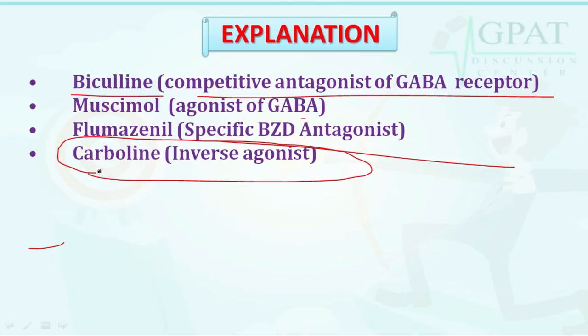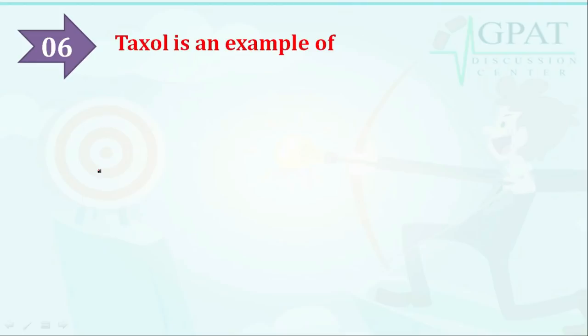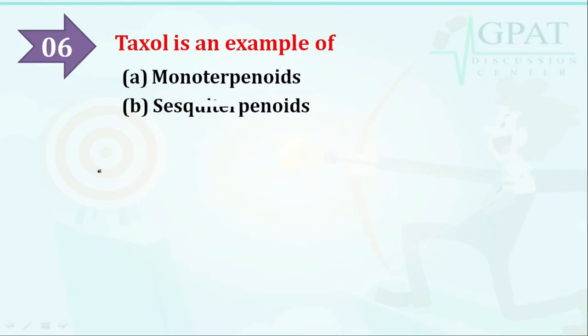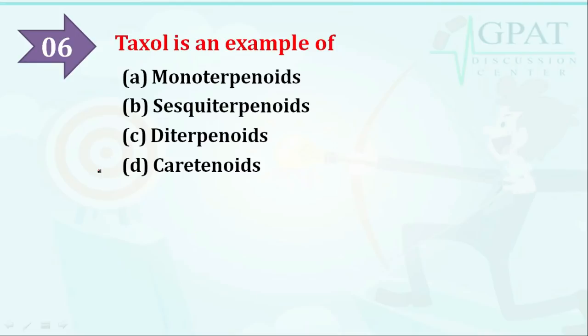So moving on to the next question, Taxol is an example of option A monoterpenoids, option B sesquiterpenoids, option C diterpenoids, option D carotenoids. So Taxol is an example of diterpenoids. So here we have just a table of this, where terpenoids are given.